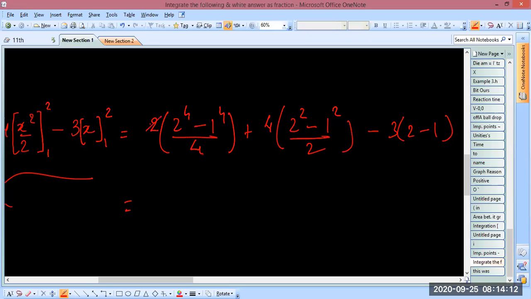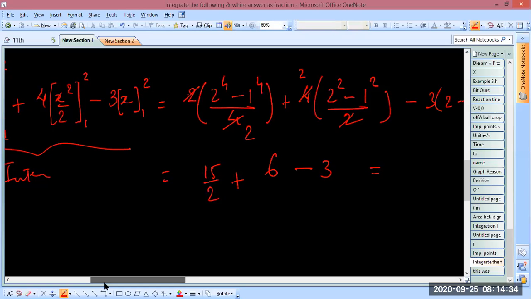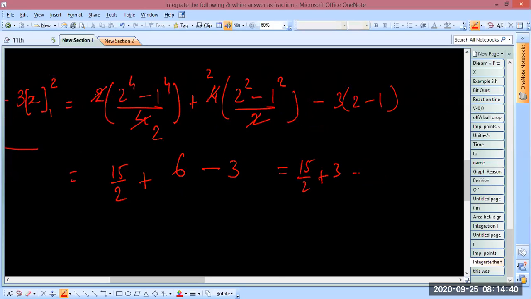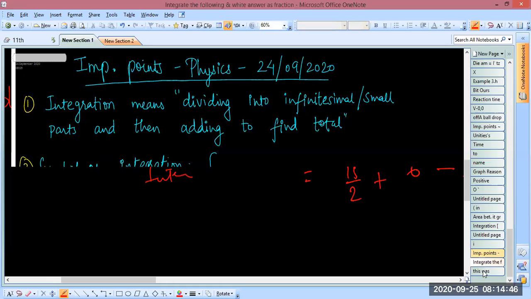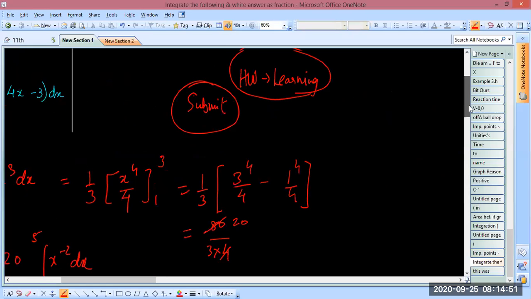So this is what we get, right? And now you can cancel this 4 with this 2, all right? Now 2 raised to 4, 16 minus 1, 15, 15 by 2 plus 6 minus 3. All right, I see. So this is 15 by 2 plus 3. So I got this answer also wrong. Very interesting. How many calculation mistakes have I made over here? Let me just confirm this.